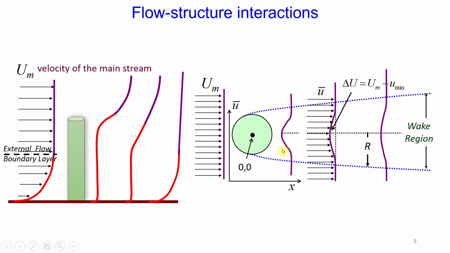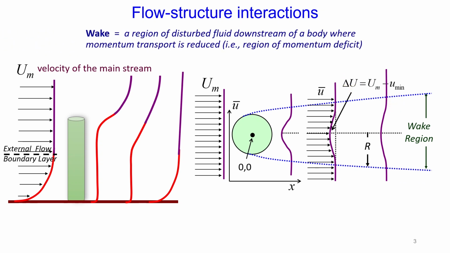Then when the flow goes further away along the x coordinate, the velocity profile is restored, and delta u, which is our velocity deficit, defined as the mainstream velocity minus the minimum velocity observed immediately behind the structure, becomes smaller and smaller. And when the distance from the structure is sufficiently far away, the delta U becomes negligible.